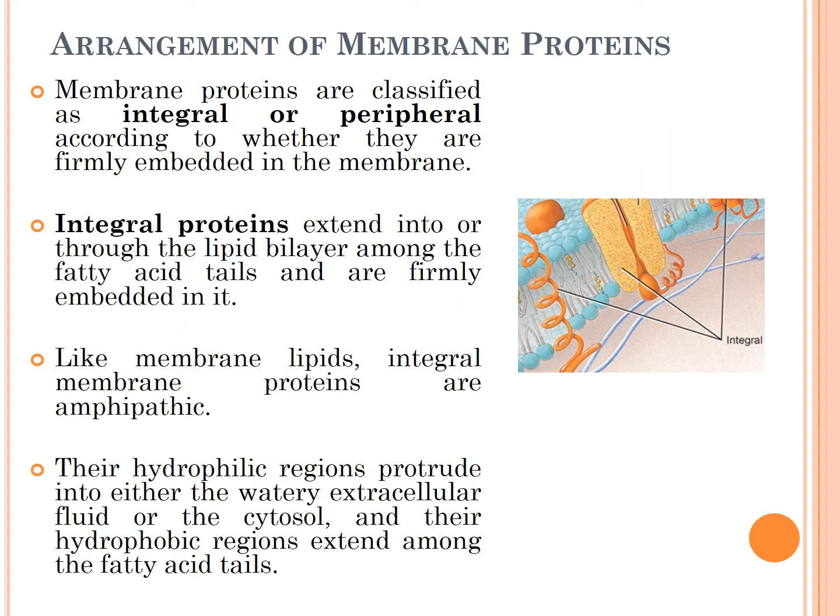Now, the second molecule of the plasma membrane structure is membrane proteins. Generally, there are two types of membrane proteins present in the plasma membrane. One is integral and the second is peripheral, according to whether they are firmly embedded in the membrane. First, integral proteins extend into or throughout the lipid bilayer among the fatty acid tails, and are firmly embedded in it. In these figures, we can see integral proteins which extend into or throughout the lipid bilayer among the fatty acid tails and are firmly embedded.